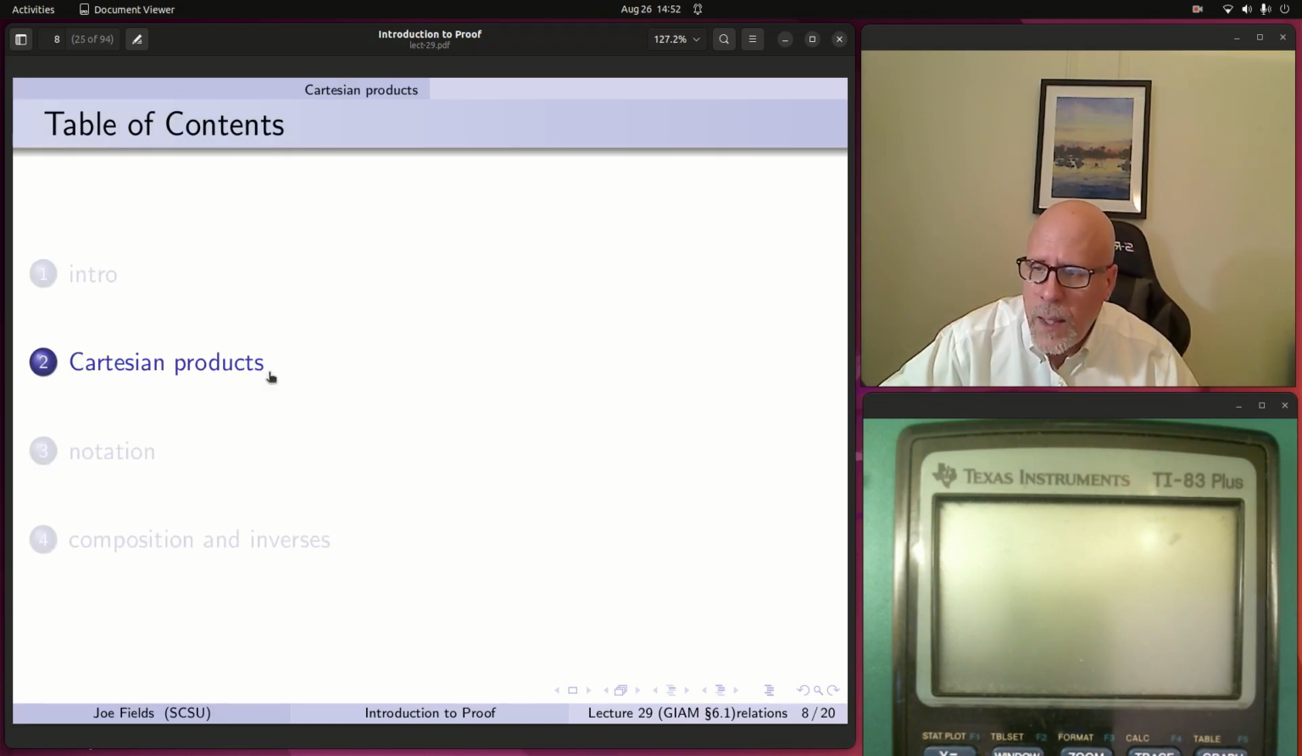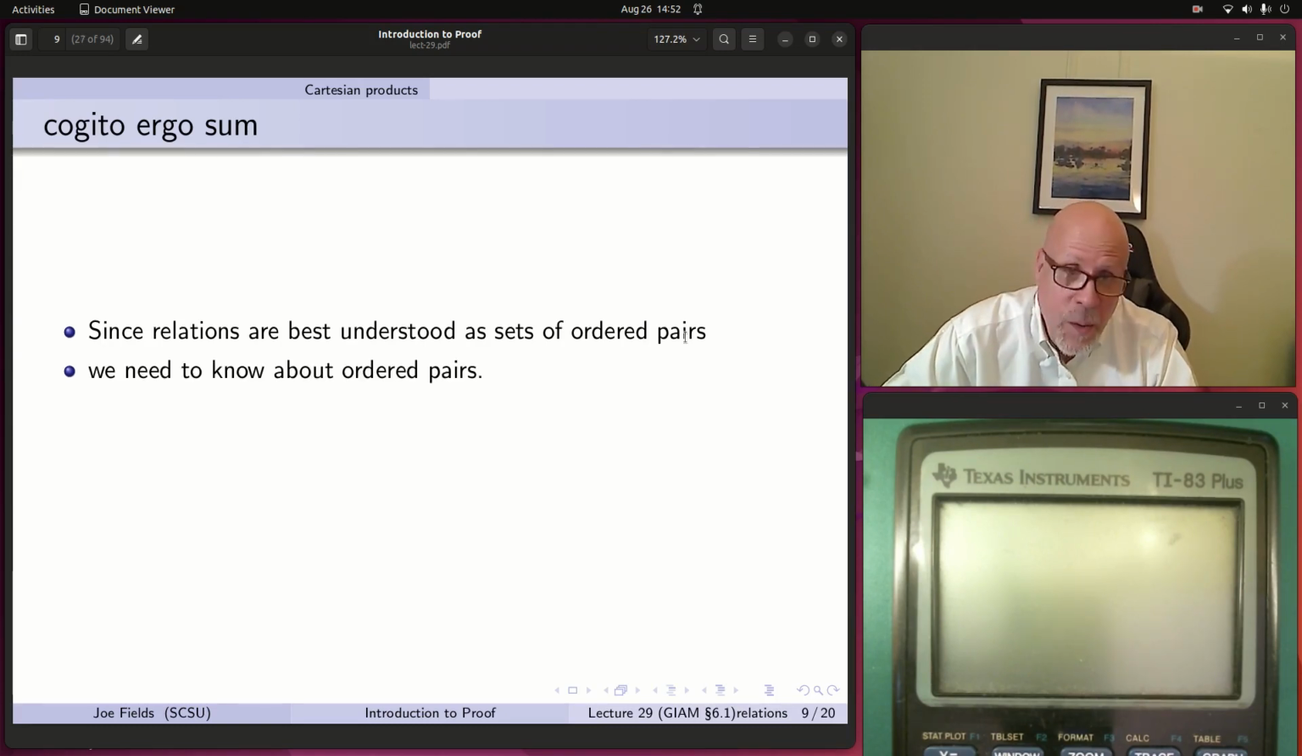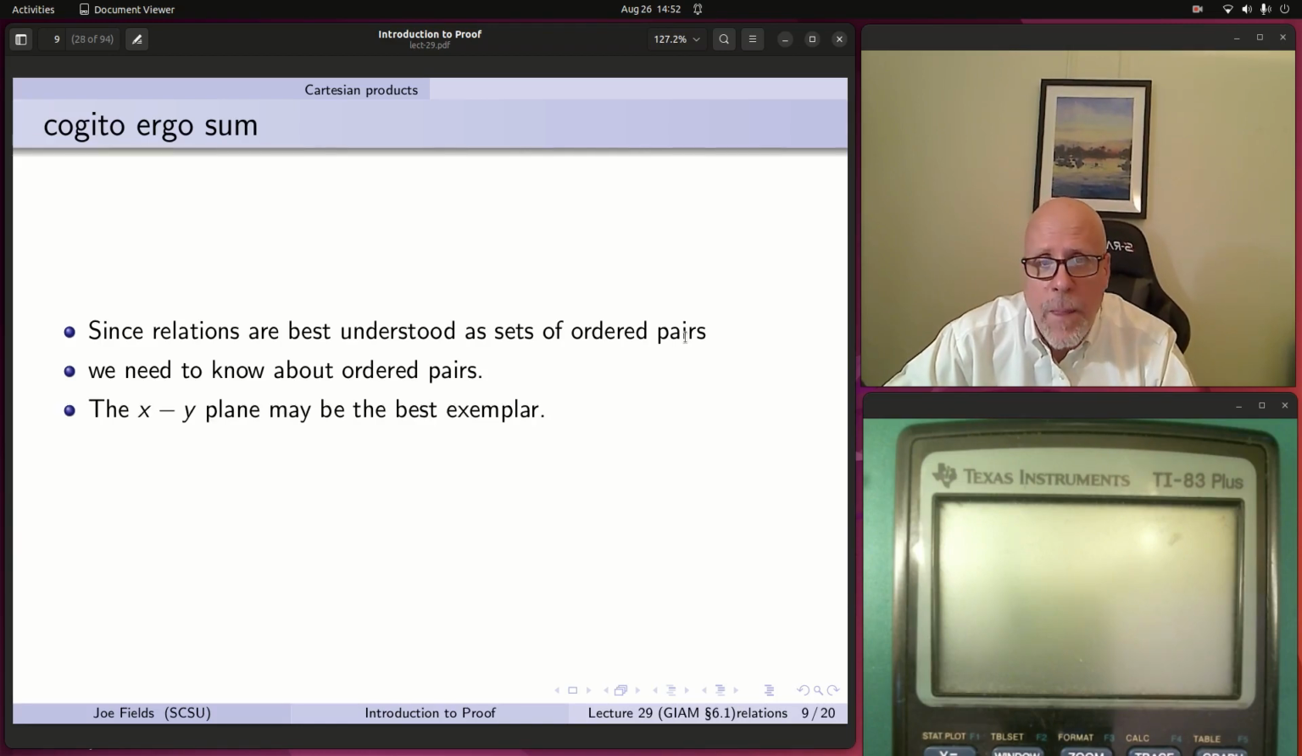Okay, so now we're going to head into being a bit more formal about what relations are. Effectively, I'll say this before I advance the slides: we think of relations as being sets of ordered pairs. Where do ordered pairs live? Where do they come from? Cartesian products. Oh, I was supposed to advance the slides. Since relations are best understood as sets of ordered pairs, we need to know about ordered pairs. And the xy plane is probably the best example of such a thing.